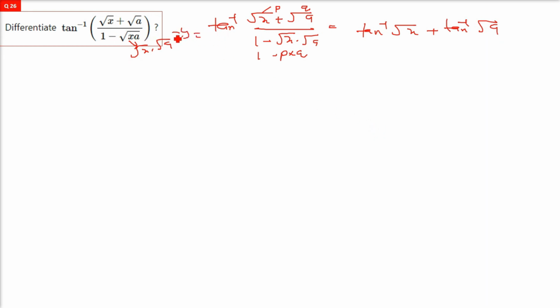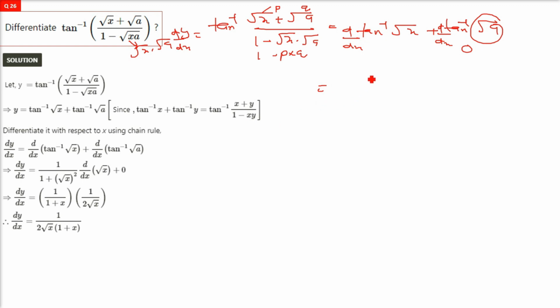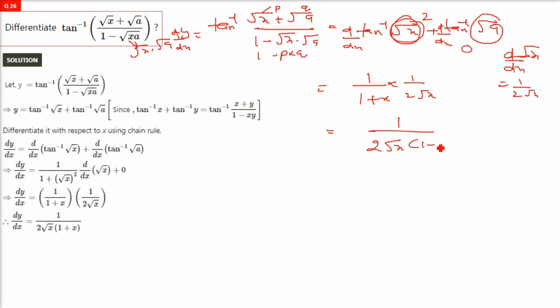Alright? So dy by dx: d by dx of tan inverse under root x plus d by dx of tan inverse under root a. Since d by dx of tan inverse under root a is going to be 0, we just have to worry about dy by dx of tan inverse under root x. That is the final answer. And this is 1 by 1 plus (under root x) whole square. Under root x square is x only, so you have 1 by 1 plus x. And the derivative of under root x also we have to do. The differentiation of root x is what? 1 by twice under root x. So we have 1 by twice under root x, and alongside it we have 1 by 1 plus x.